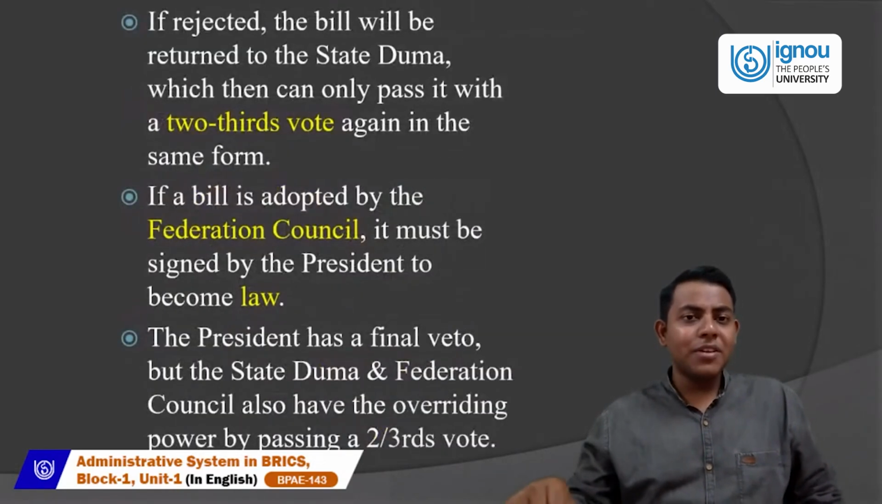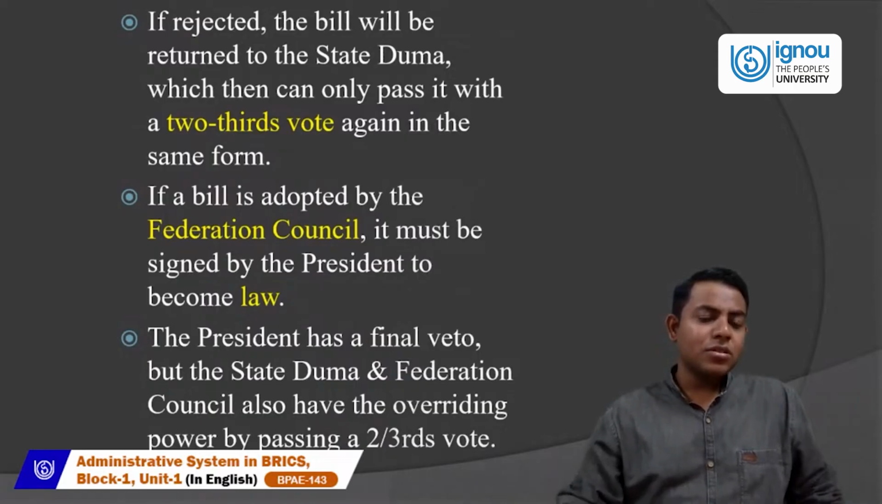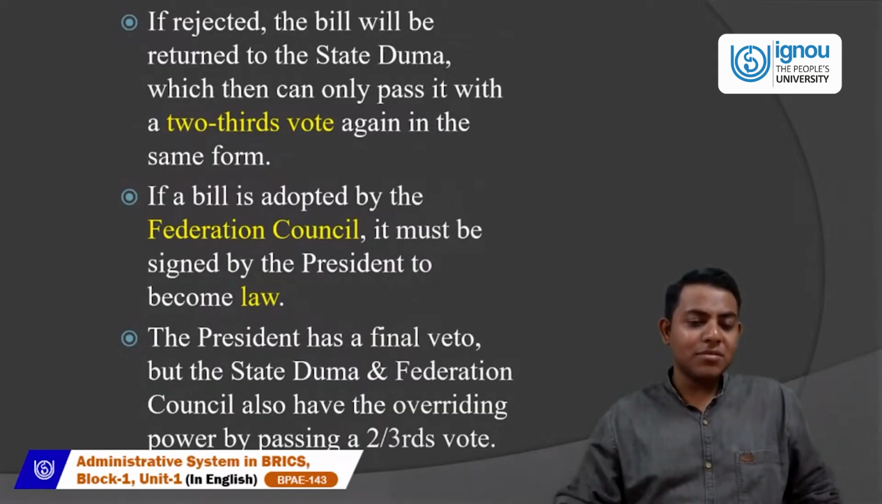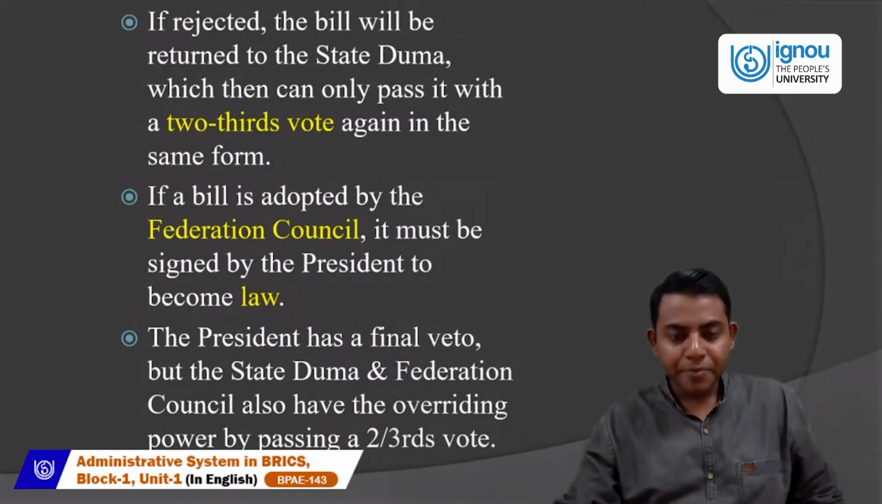So if this bill is rejected, the bill will be returned to the State Duma, which then can only pass it with a 2/3 vote again in the same form. So if a bill is adopted by the Federation Council, it must be signed by the president to become law. So the president has a final veto, but the State Duma and Federation Council also have overriding power by passing a 2/3 veto vote.